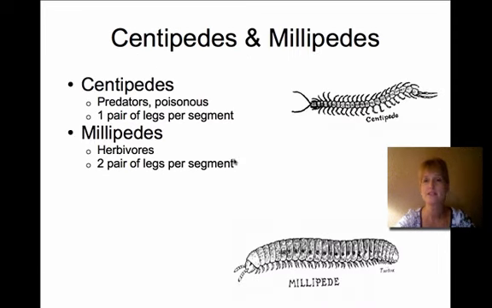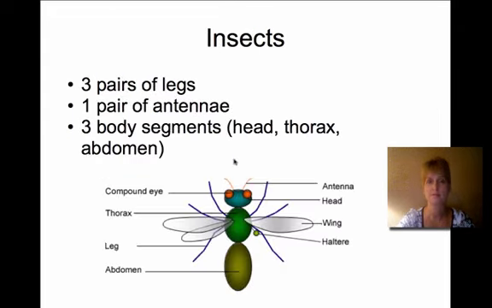Centipedes and millipedes are also arthropods. So centipedes are predators, and many of them are poisonous. They have 1 pair of legs per segment. Millipedes are actually herbivores, but they have 2 pairs of legs per segment.